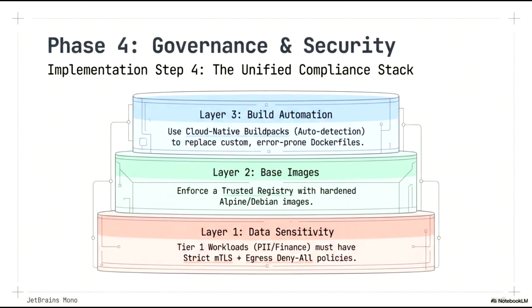Building upon that foundation, Layer 2 addresses base images. We minimize the attack surface by enforcing the use of a trusted registry. This ensures that every application is built on top of hardened Alpine or Debian images that have been pre-vetted and optimized for security. At the top of the stack, Layer 3 focuses on build automation. To eliminate the risks associated with custom, error-prone Docker files, we utilize cloud-native build packs. These build packs use auto-detection to standardize the containerization process, ensuring that security and compliance are integrated into the build process automatically. By unifying these layers, we create a robust environment where security is a core automated component of the infrastructure.